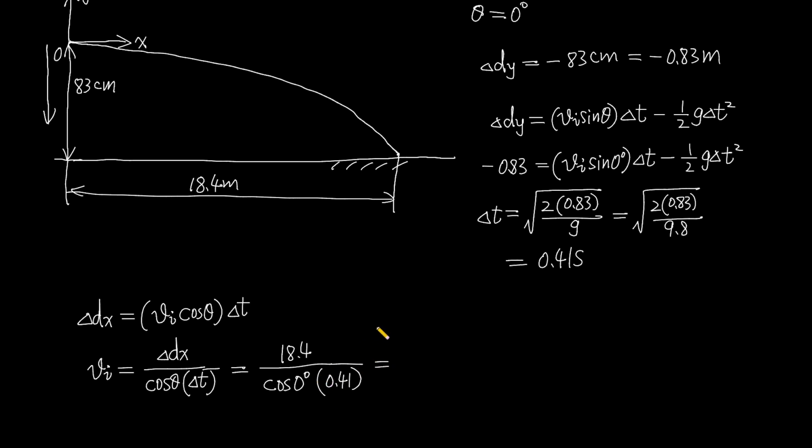So at last, the velocity equals 44.88 meters per second. So its initial horizontal speed is just 44.88 meters per second.